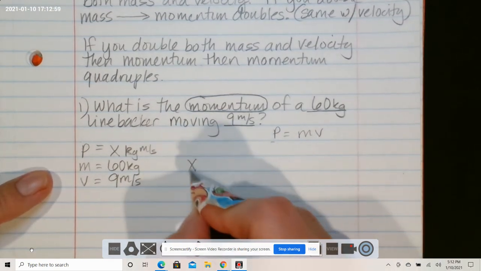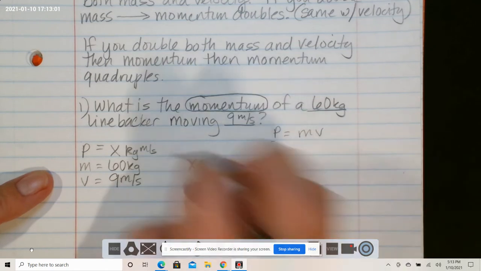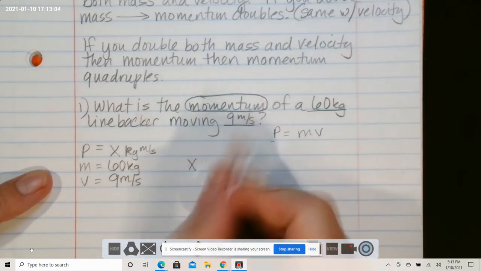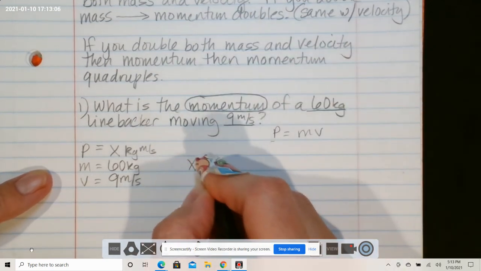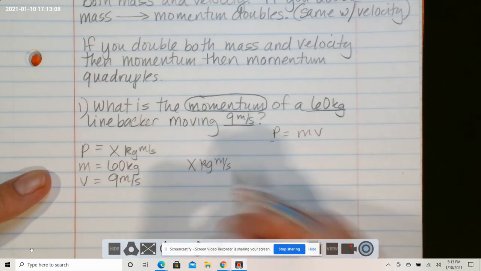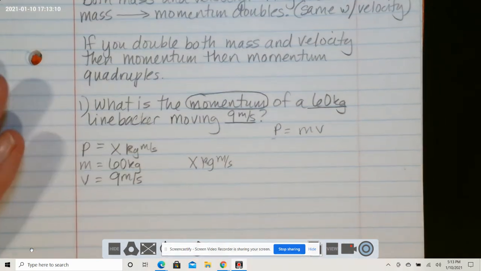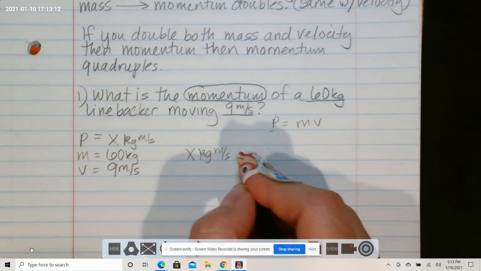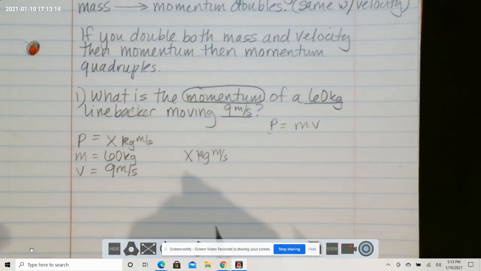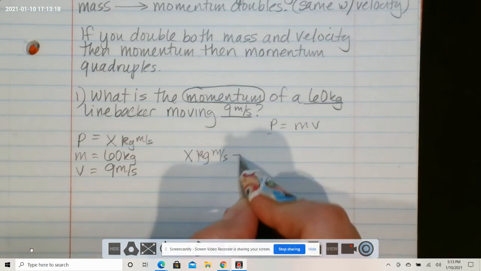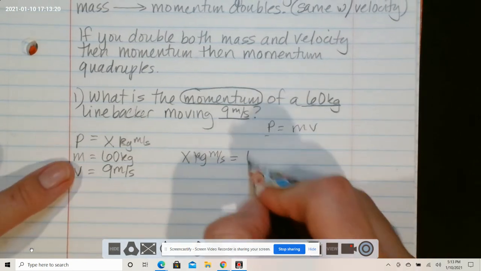I'm going to plug it in. So P is kilograms meters per second. Sorry. That pointer is really making it hard for me to write clear. You forget how much you need some of your fingers, and it's just a little tiny, well, it's a deep cut, but hurts.